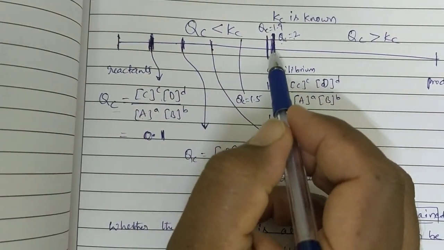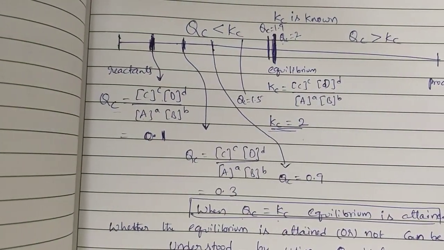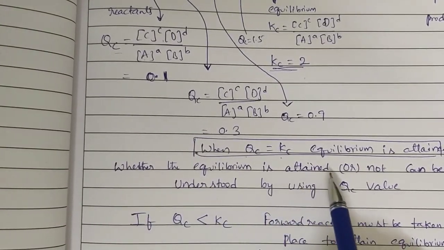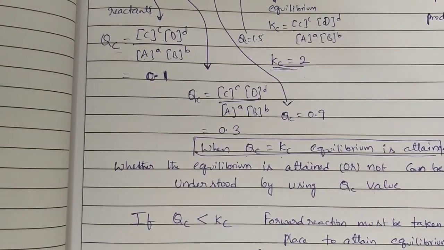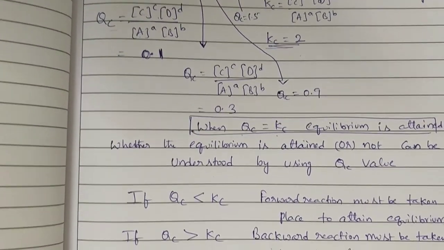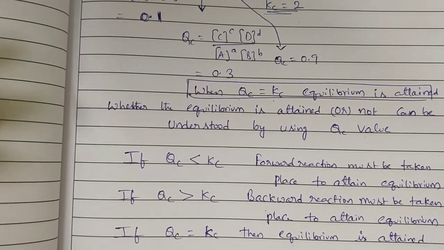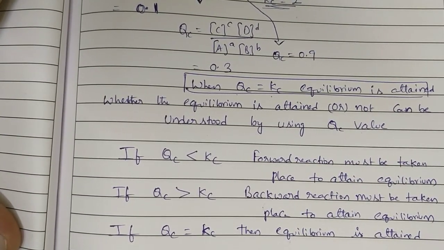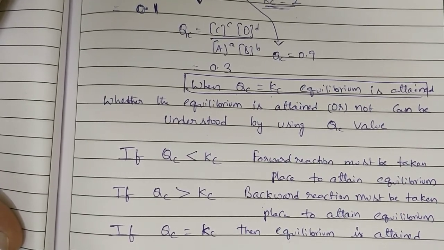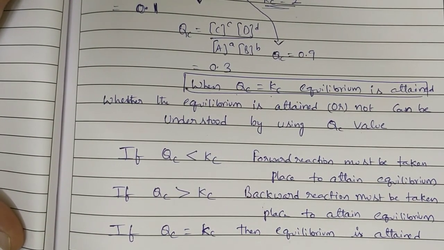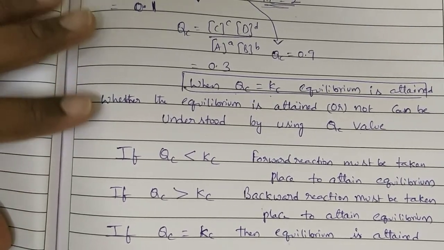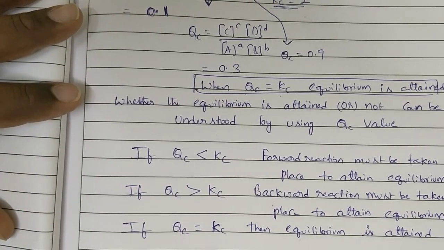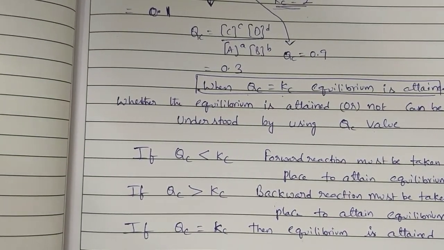At the exact equilibrium condition, both QC and Kc are the same. That is the importance of this QC. Whether the equilibrium is attained or not can be understood by using QC value. And these are the conditions. If QC is less than Kc, forward reaction must be taken place to attain equilibrium. If QC is greater than Kc, backward reaction must be taken place to attain equilibrium. If QC is equal to Kc, then equilibrium is attained. I hope you are clear.